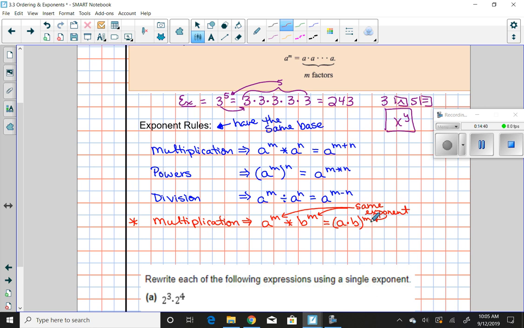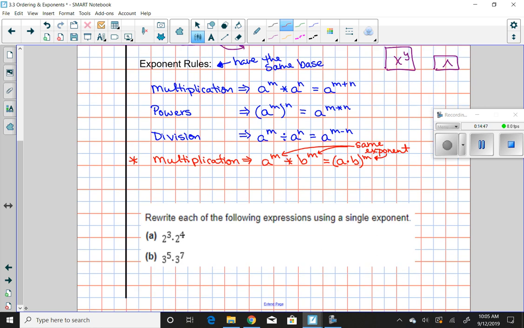All right, those are my exponent rules. So what I would like you to do is to write down the next two problems here. And then pause the video, do these two problems and see if you get the same answers I do. All right, go ahead and hit pause.